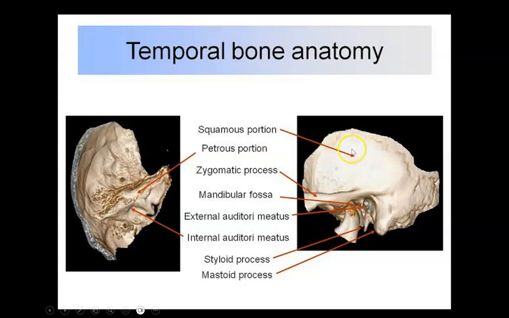So this is the squamous temporal bone. From inside, this is the petrous temporal bone. Here is the mastoid temporal bone, and here is the tympanic temporal bone.